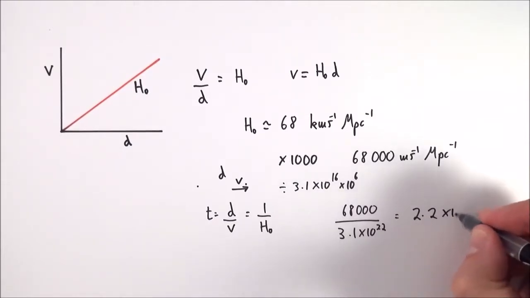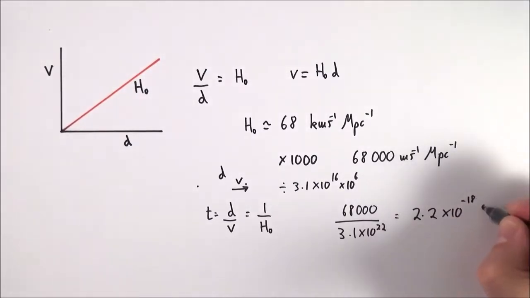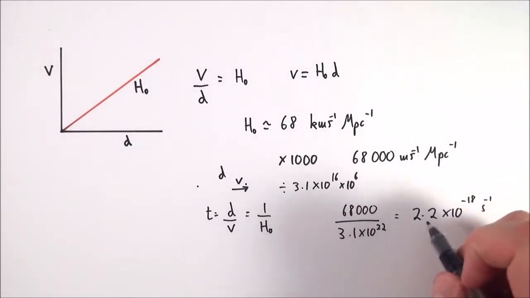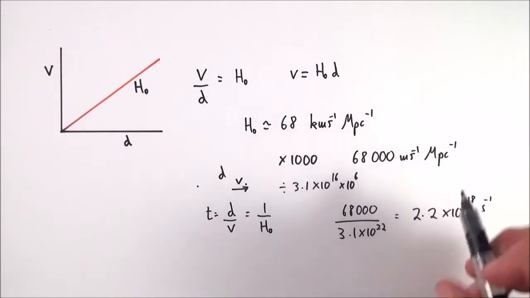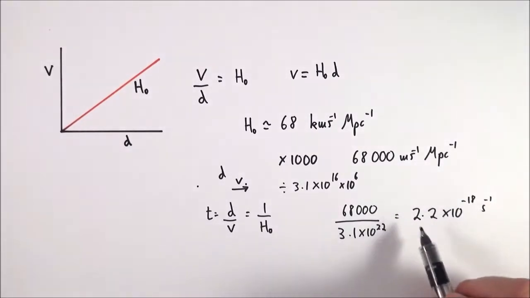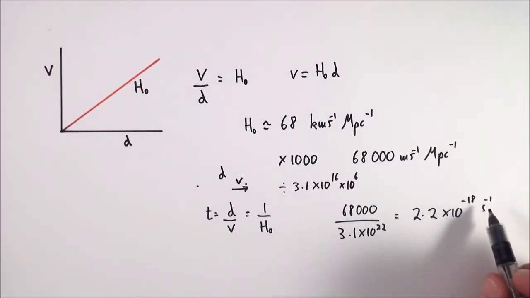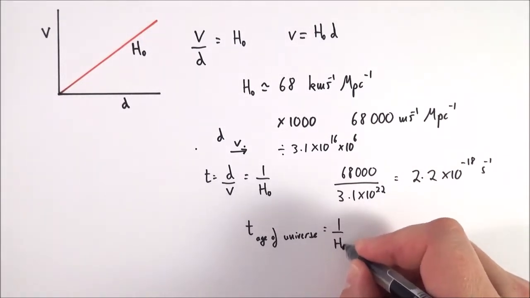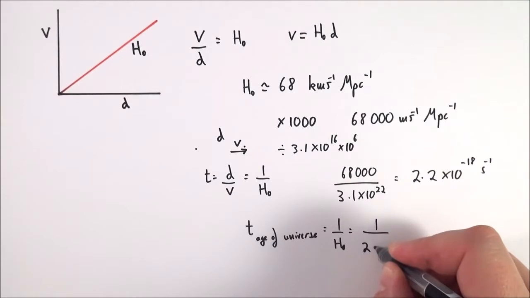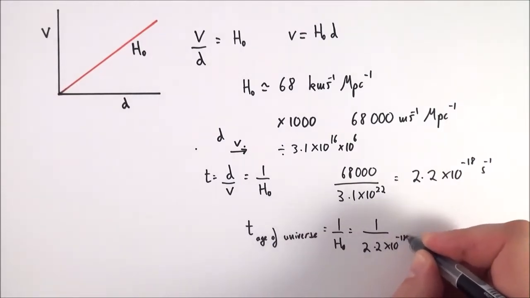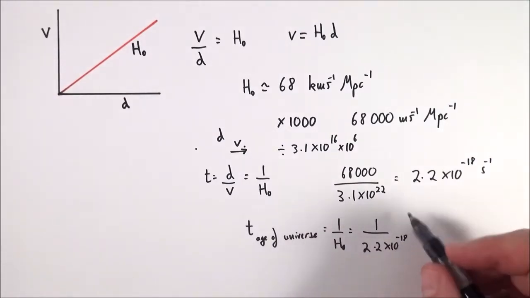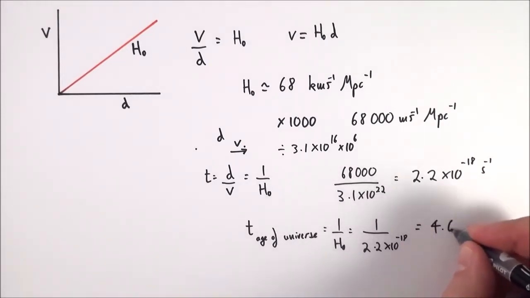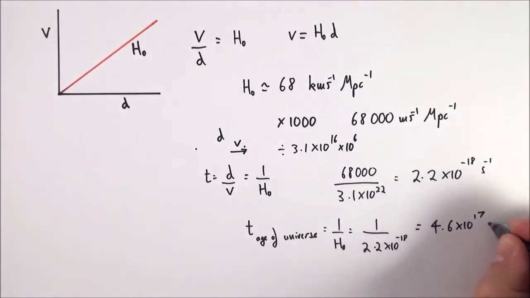2.2 times 10 to the -18 seconds to the -1. My number on my calculator is a bit bigger than this, but I've just kept it to two significant figures at the moment. So this is Hubble's constant approximately in seconds to the -1. To find the age of the universe, we do 1 over Hubble's constant, which equals 1 over 2.2 times 10 to the -18. We're dividing by a very small number, so this gives us a very big number. The answer in this case is about 4.6 times 10 to the 17 seconds.